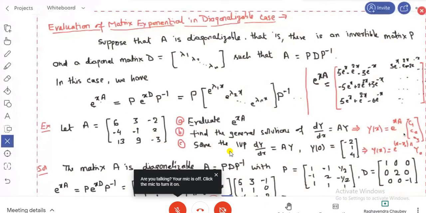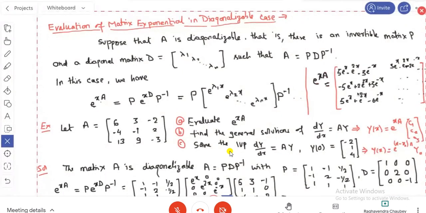So here no problem. Here you can write the general solution for case B. The general solution is y(x) equals e to the power xA. What is xA? xA is here. So you simply put it here and then substitute c3. So this is the general solution of this system of equations.